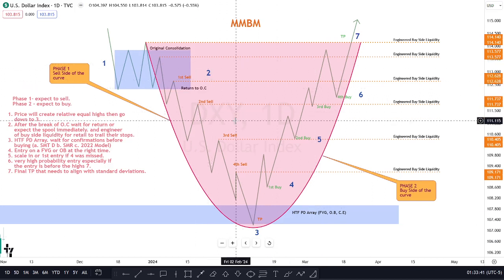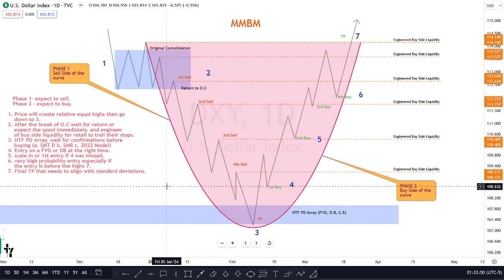You go to a higher time frame, which I will show you on the charts. As you go to a higher time frame, you look at the draw on liquidity. Remember, that's the number one goal.